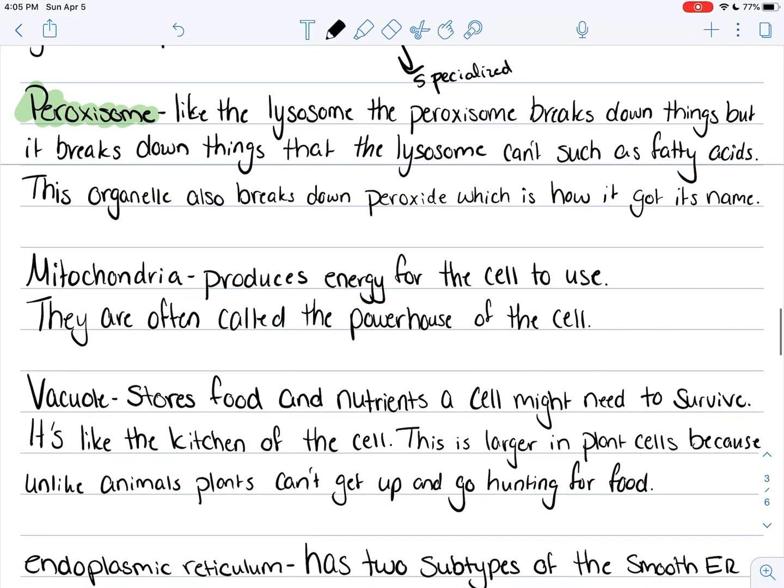The mitochondria produces energy for the cell to use. They're often called the powerhouse of the cell. These are like the electric companies that keep the power running in your house. Without the electric companies, we couldn't turn on the lights. Mitochondria make energy for the cell to use, and without it, the cell couldn't function.